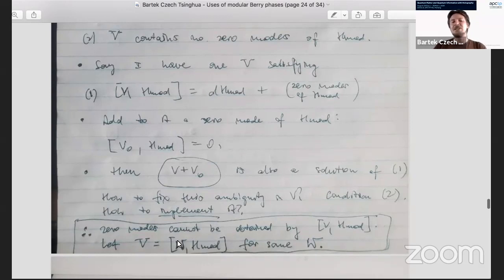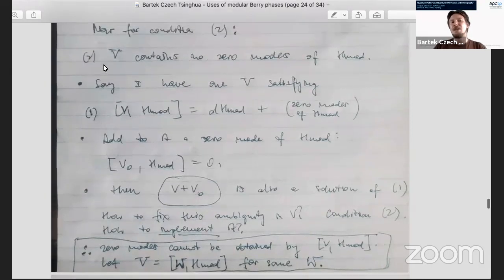Because I know that such commutators can never produce zero modes, and I'm looking for a V which is zero mode free. These guys will always be zero mode free. And so this is one practical way in which I can implement condition 2. But condition 2, we can study it also.